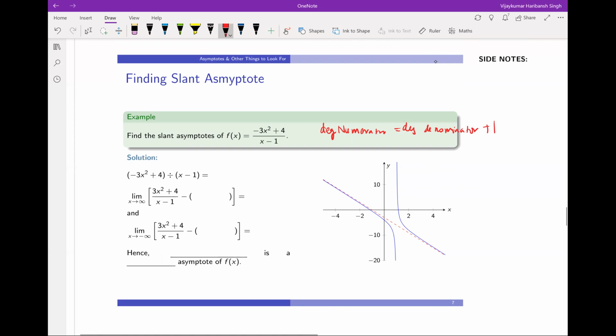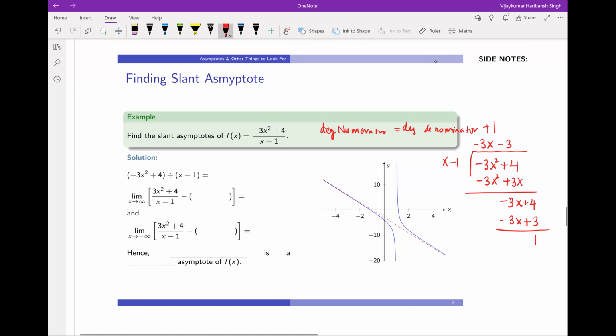So we'll perform the long division here: minus 3x squared plus 4 divided by x minus 1. You can use either synthetic division or long division, and I'll show you long division. How many times does x go into minus 3x squared? Minus 3x times. So minus 3x squared plus 3x. Now we subtract these. You get minus 3x plus 4, and then minus 3 times x minus 1 gives minus 3x plus 3. When you subtract, you get 1.